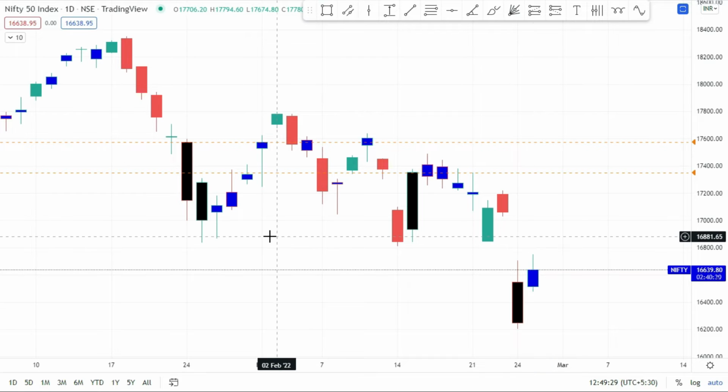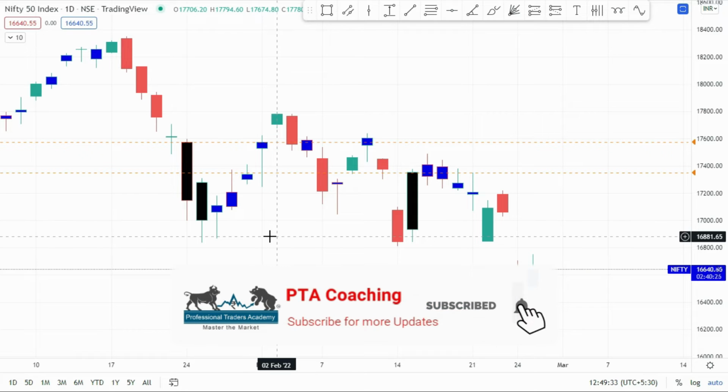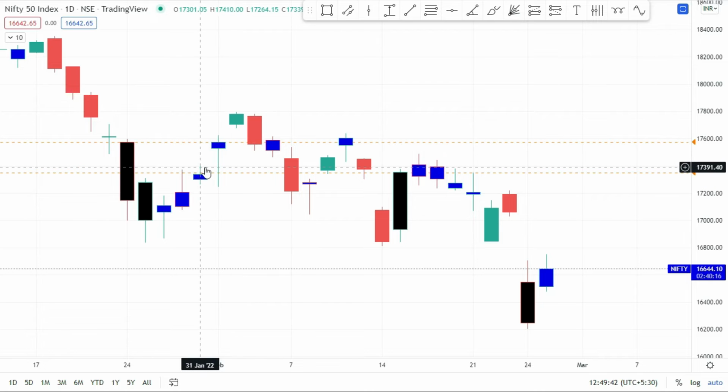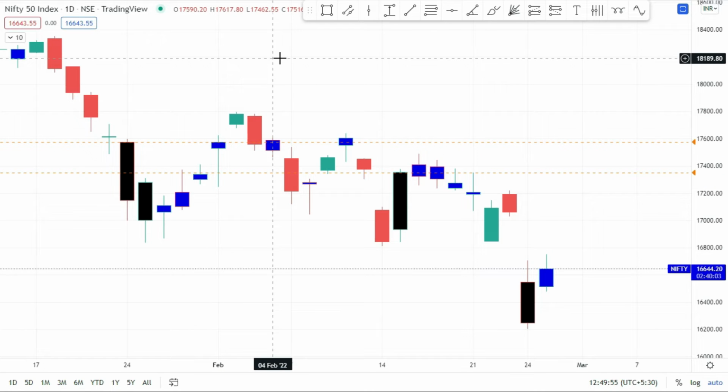A gap is considered closed or filled when the price comes back and fills the entire range of the gap. Like we can see on the chart, this candle's low has gone below the high of the previous candle. Once price fills the gap, it reverts to the direction of the previous trend.